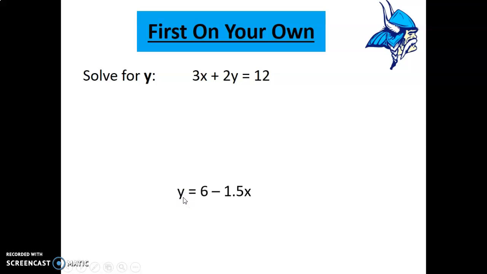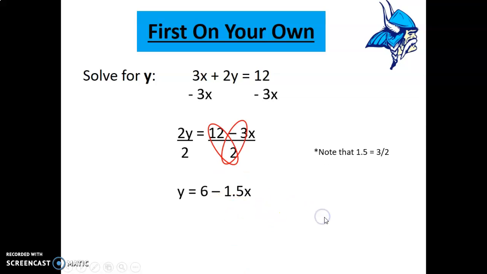Your final result should be y has a value of 6 minus 1.5x. Now keep in mind that 1.5 can be written as the fraction 3 over 2. So you didn't necessarily have to change that to a decimal. You could have left it as 3 over 2 because that's a simplified and proper fraction. Here are your steps in between.